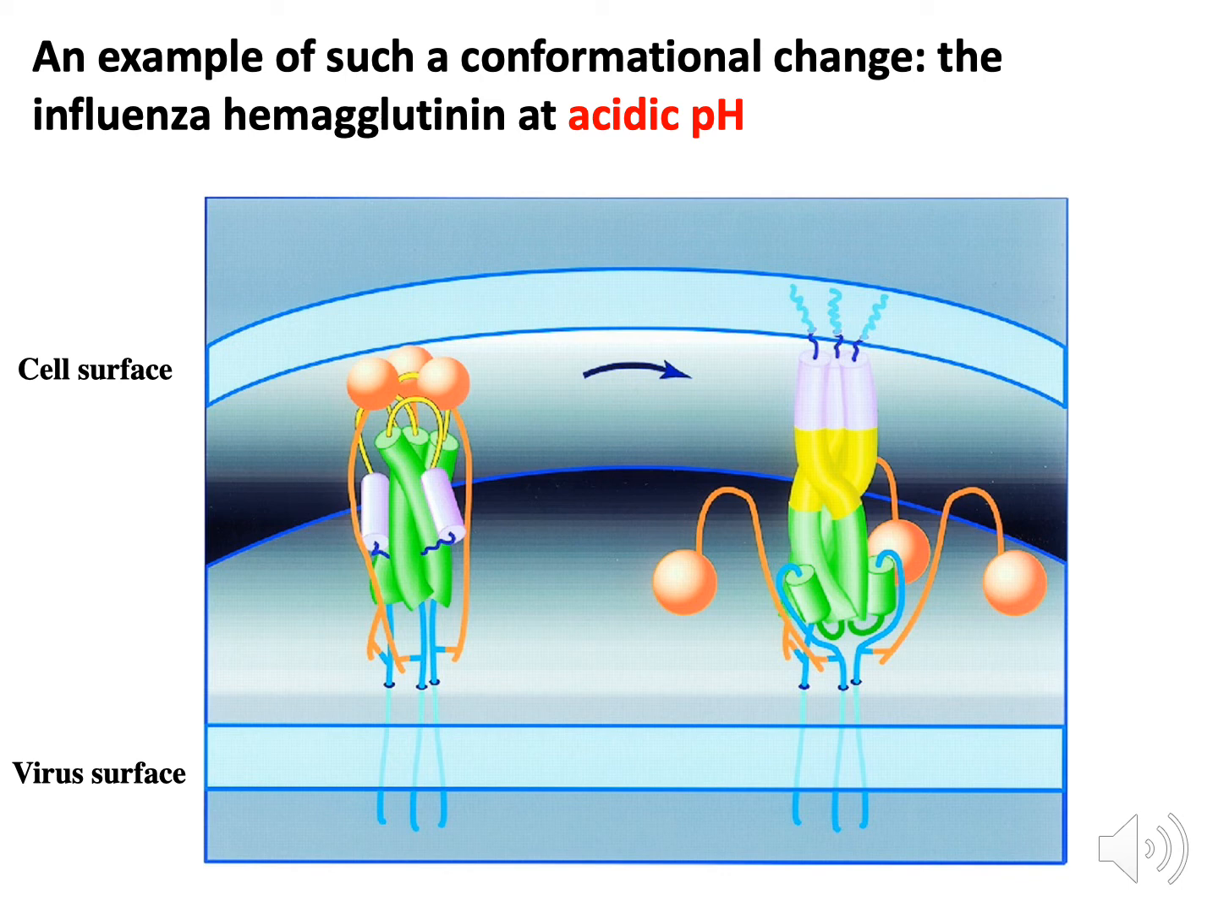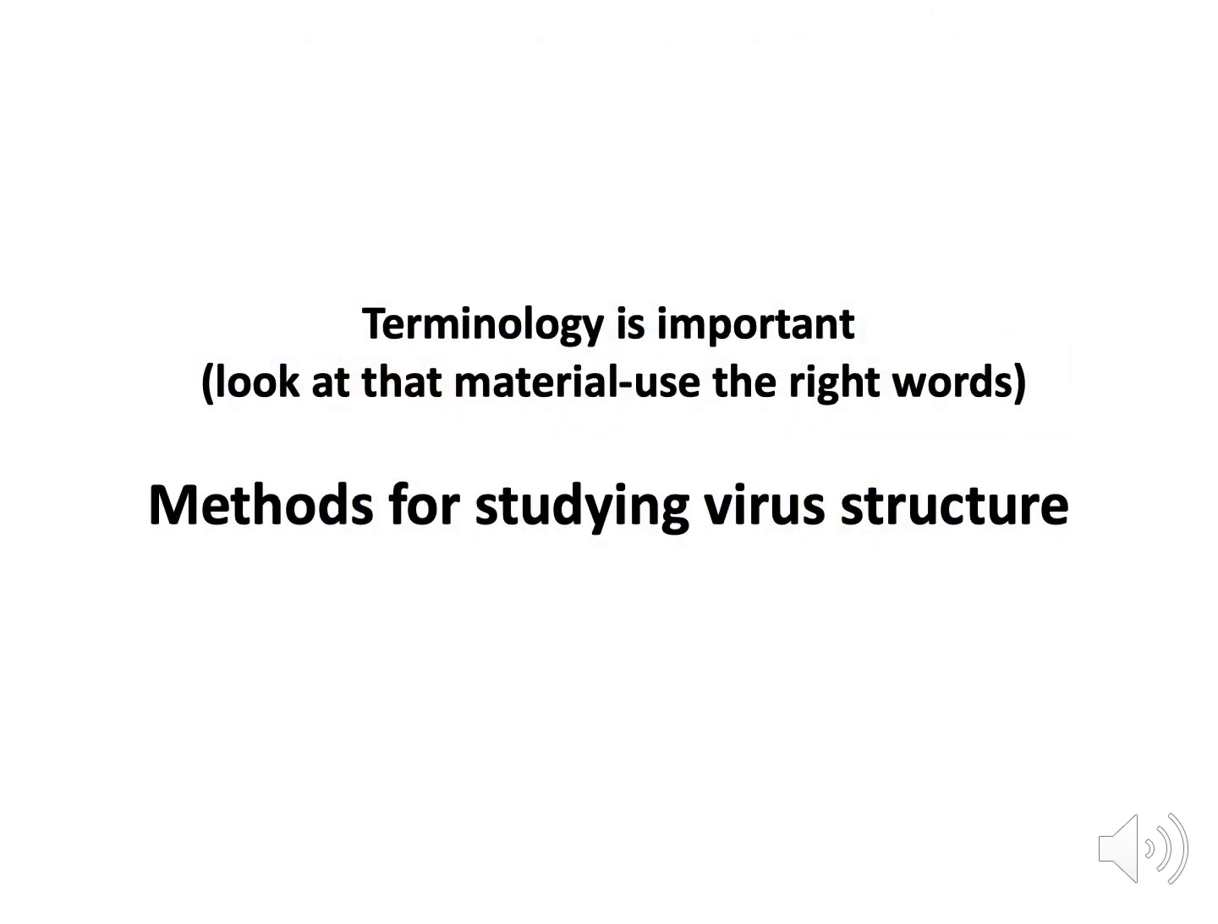More on this later. Right-hand side, reovirus. Okay, terminology is important. Look at that material in the textbook and use the right words. It's capsid, not capsule, for example. Okay, so now we're going to go on and we're going to talk about methods to study virus structure.